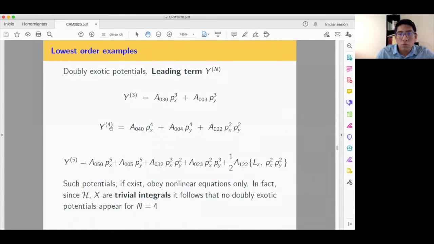For n equals 4, since the Hamiltonian and L are trivial integrals, so they are conserved quantities for any potentials, we can easily see that for n equals 4, no doubly exotic potentials will occur. This is an artifact of this value of n equals 4, because for n equals 6, they will appear.